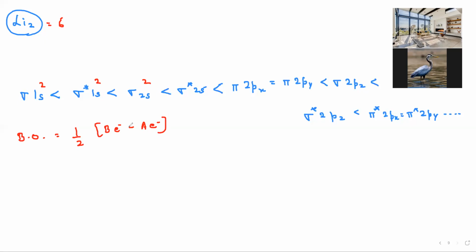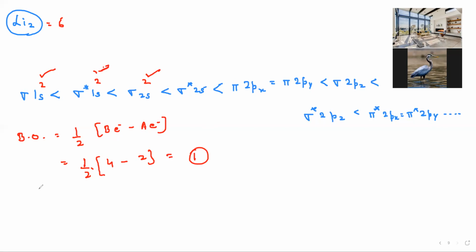Okay, so tell me, for lithium 2, it is 6 now. So how many bonding electrons are there? There are 4 bonding electrons. How many anti-bonding electrons? 2. So what would be the answer? 4 minus 2 is 2, half of 2 is 1. This is the bond order of lithium.